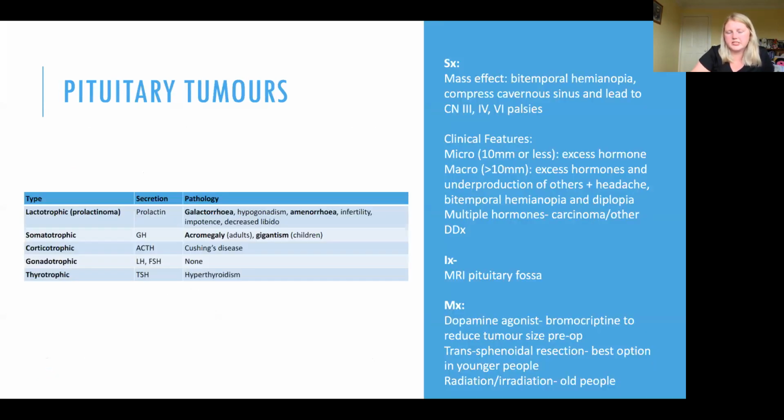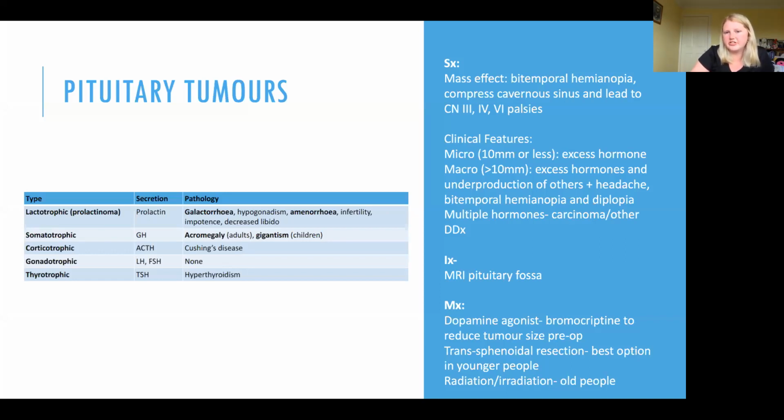Pituitary tumours, again, is quite similar to the effects you get with low levels in hypopituitarism. If you have higher levels, this tends to be how a pituitary tumour does present. And so you can see from this table the impacts of having hypersecretion of each of those hormones.